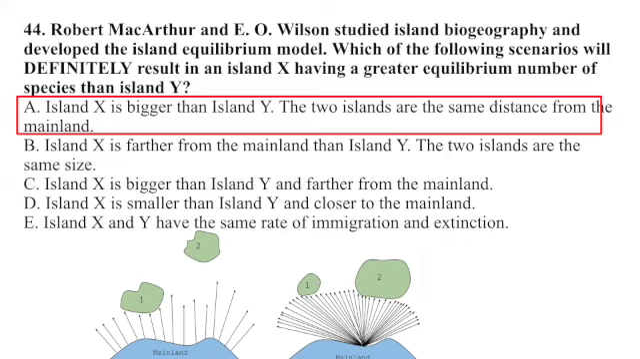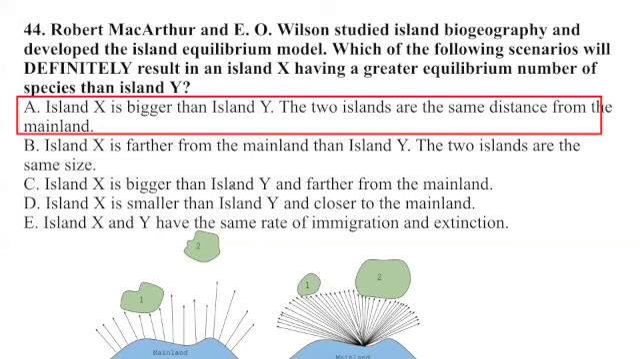And so extinction rates are larger on small islands. Because island X is bigger, that's its winning characteristic, even though they're both the same distance. Since it's bigger, there are more niches that can be filled. B, island X is farther from the mainland. So that means it definitely wouldn't have more.